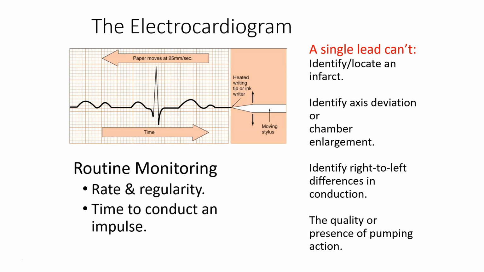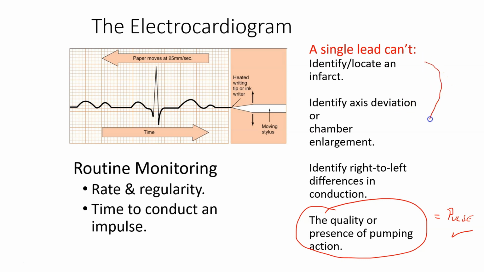A single lead cannot identify whether or not there is an infarct. It cannot identify whether or not there's any type of chamber enlargement. It cannot tell us whether or not there's a problem with right and left conduction abnormalities. And one of the most important things is right here: it cannot tell us whether or not the pumping action of the heart is actually good. To do this, you have to do one thing. You have to do a pulse check, right? That's the only way that you can tell that.